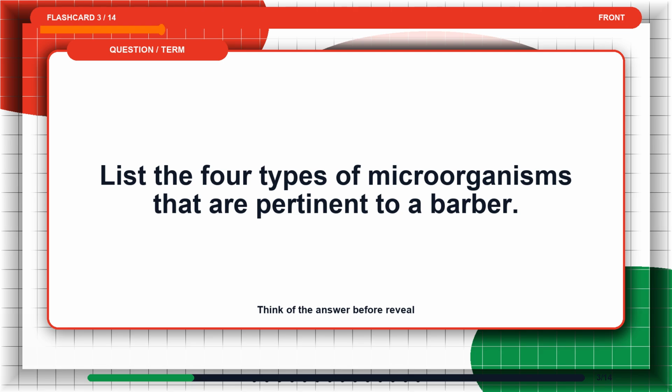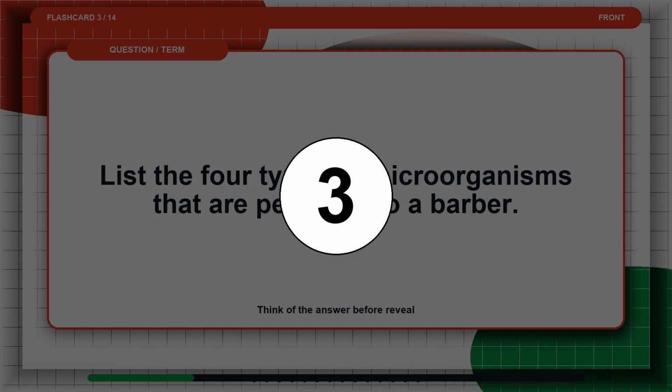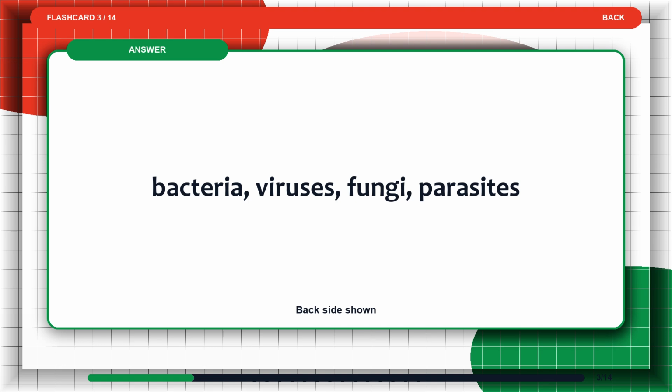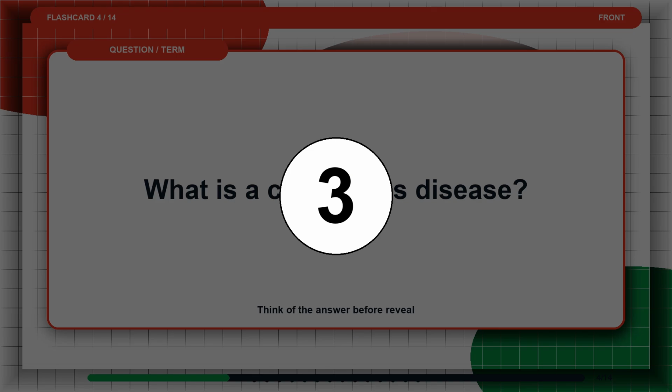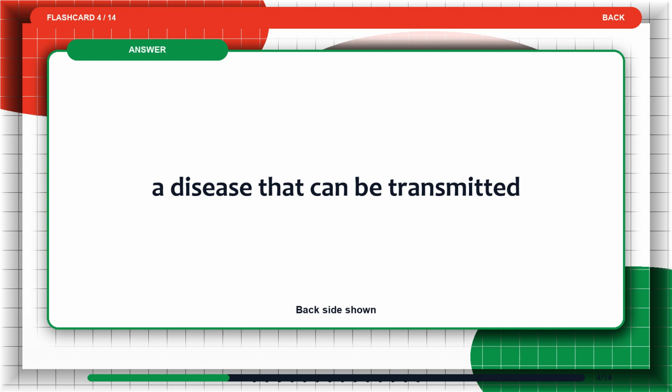Pause and think of the answer before the reveal. The answer is bacteria, viruses, fungi, parasites. Flashcard 4. What is a contagious disease? Pause and think of the answer before the reveal. The answer is a disease that can be transmitted.